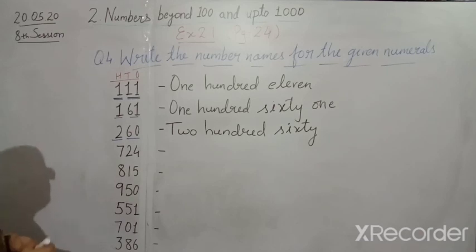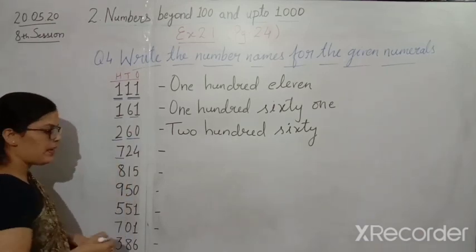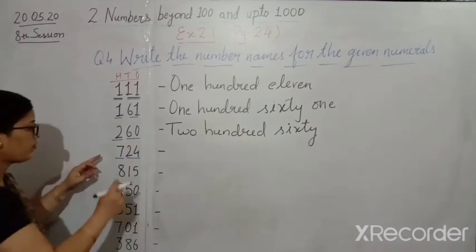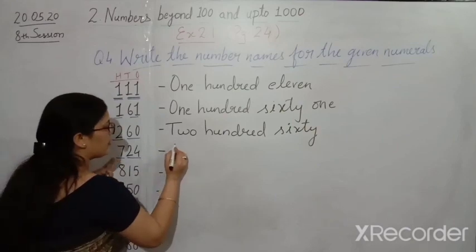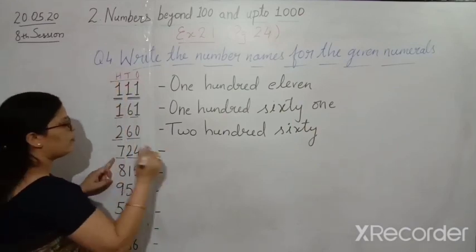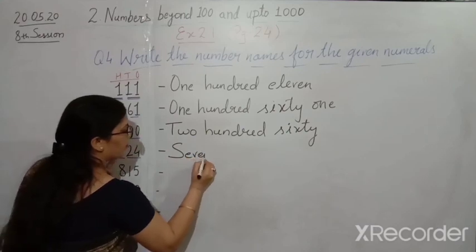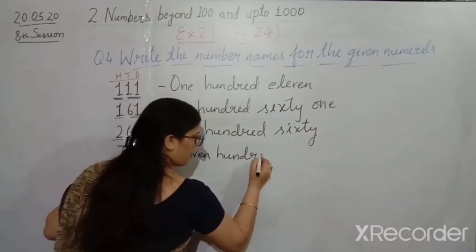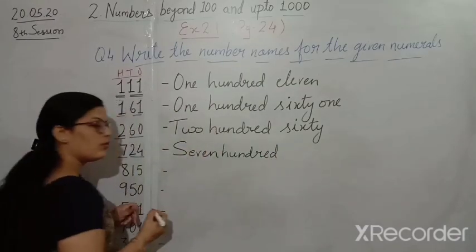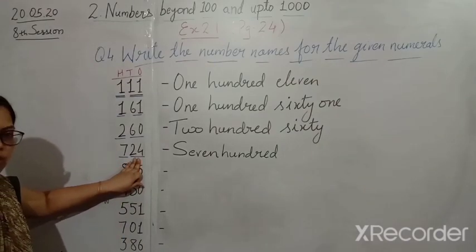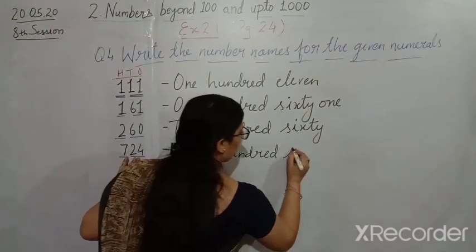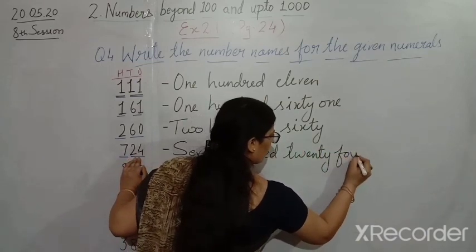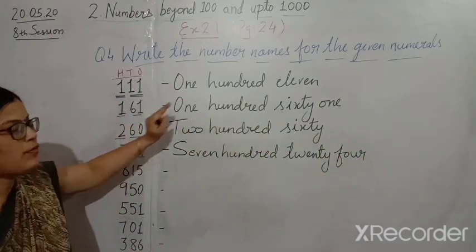Now next is 724. Divide the number. 7 is at the hundreds place, and 24 is at the tens and ones places. So we'll write 700. Now what is given at tens and ones? 2, 4, 24. So here we write 24. Now you know all the number names of 1 and 2 digit numbers.